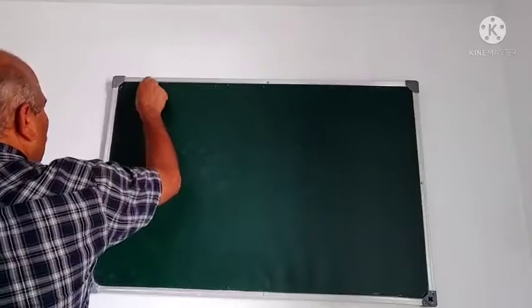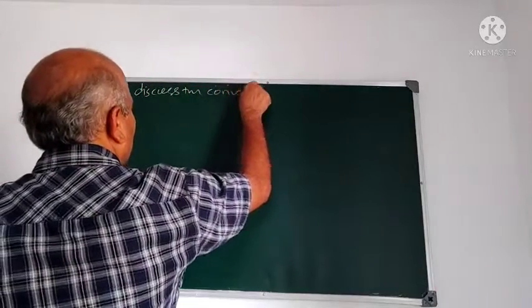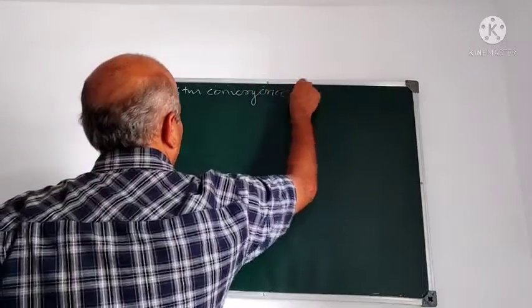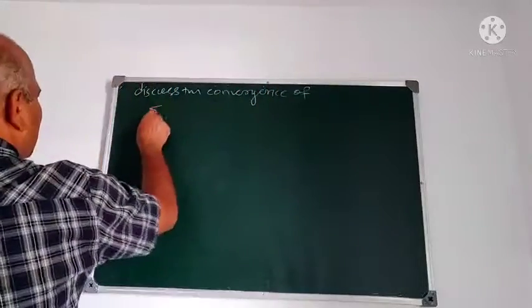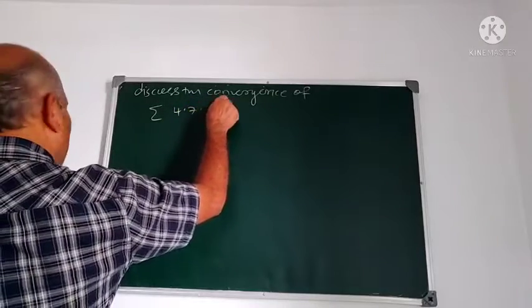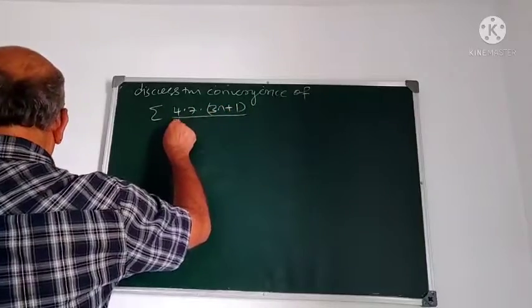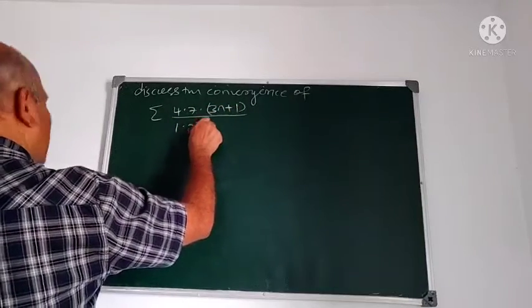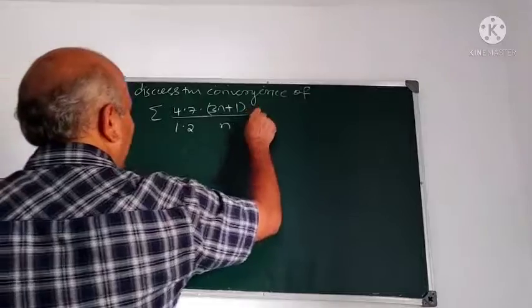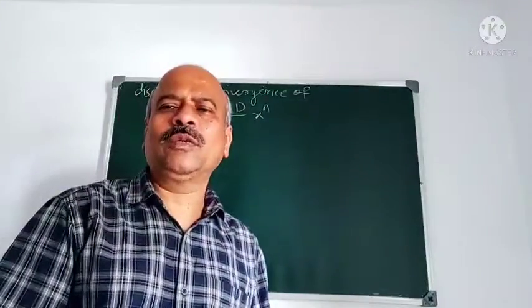Discuss the convergence of the series sigma (4, 7, etc. up to 3n plus 1) upon (1, 2, etc. up to n) into x raised to n. This is the given series. Test the convergence of this.